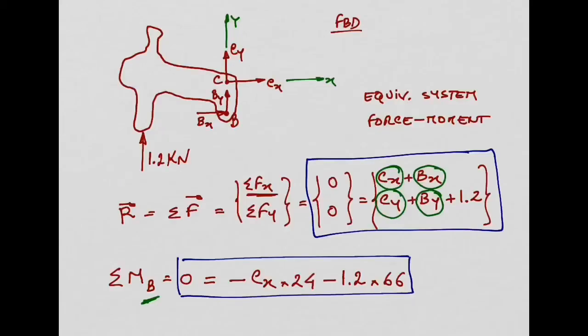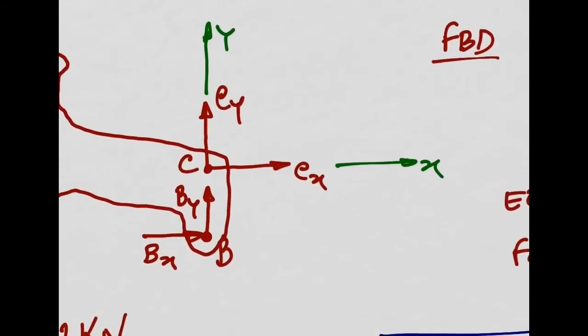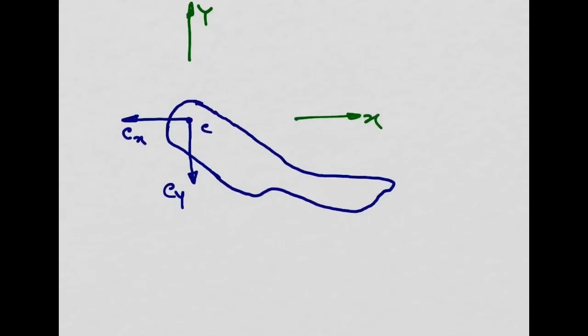So compare these two things. Look at Cx and Cy for this body in red: Cx to the right, Cy upwards. And now this one in blue, you have Cx to the left, Cy downwards. The other way around, exactly.